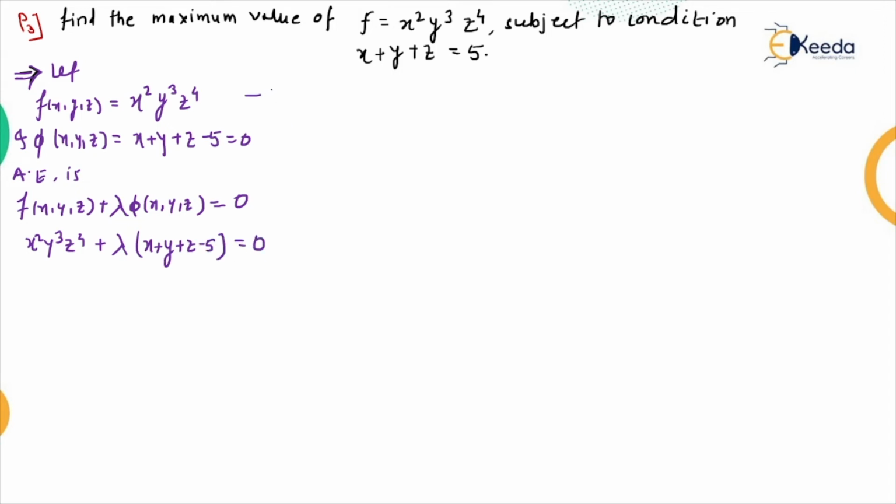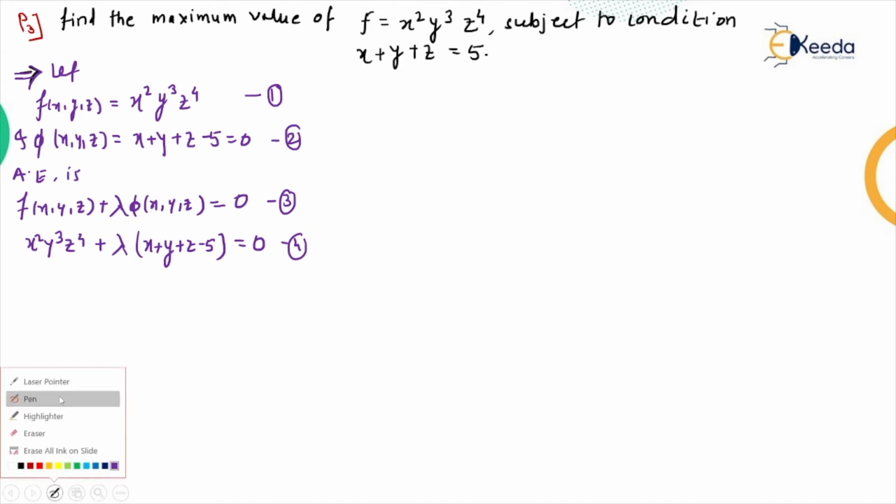For reference, we give equation numbers: 1 for that, 2 for that, 3 here and 4 here. Now, for the auxiliary equation, we take only one equation, that is equation number 3, for ready reference.